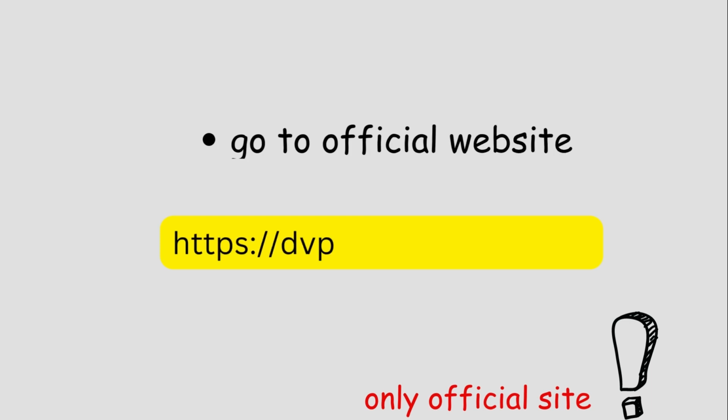Step 2 is for us to go to the website to check for the results. Now, the only website that is an official and authentic source of information about the DV lottery is dvprogram.state.gov. This is the website that you will use to check your results. So be sure to avoid any other websites that claim to provide DV lottery results. The link to this website is in my description box.